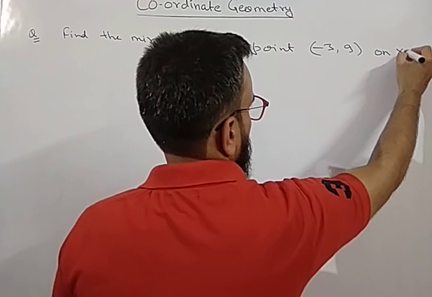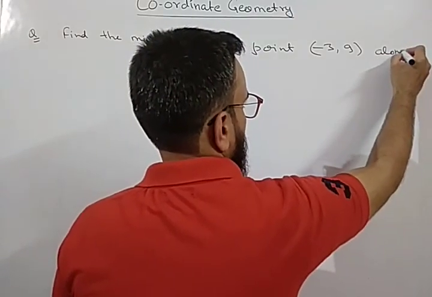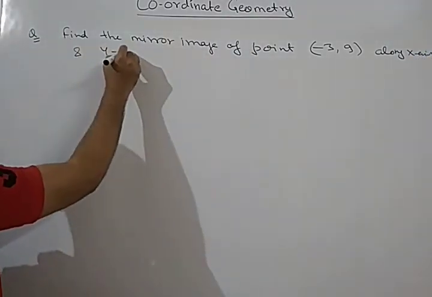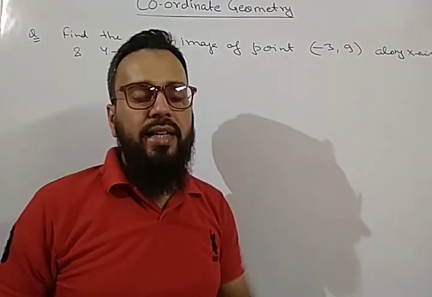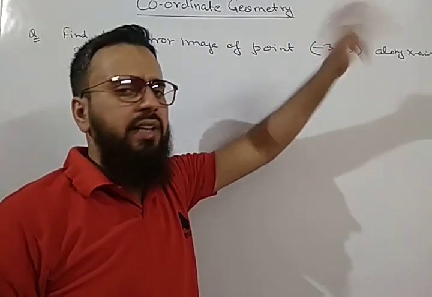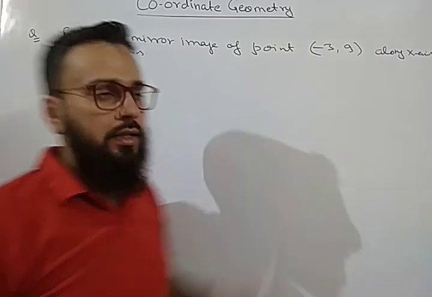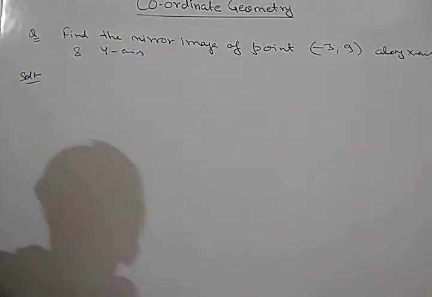on x-axis, or we can say along x-axis and y-axis. We have to find the mirror image of this point along x as well as y, both the axes separately. Whenever we are given both the axes or any one axis, we have to find them separately along x-axis and then along y-axis. So we have to find the mirror image of this point. So let us solve it.